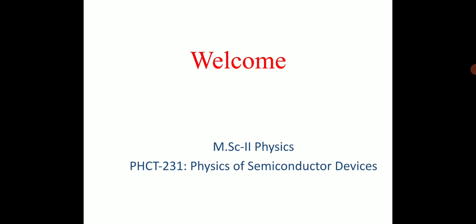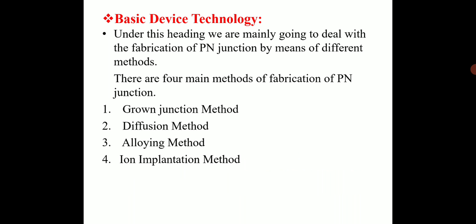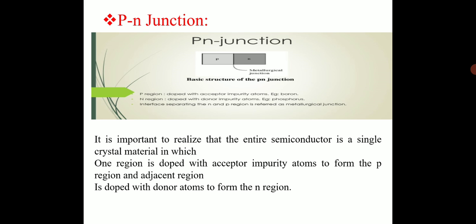Devices. We will start module number 2. In the previous two chapters we covered the first point, the types of semiconductor, then the second, direct and indirect band gap semiconductors, and the third point in our course number 1, which is the basic device technology. Okay, let's start. But before going to the basic device technology, we will first discuss the p-n junction.